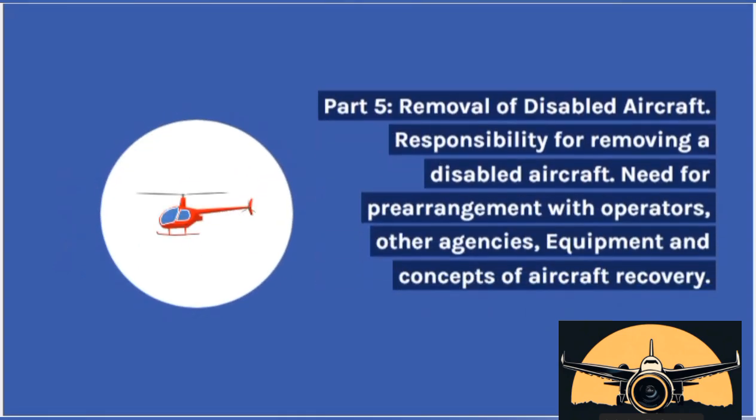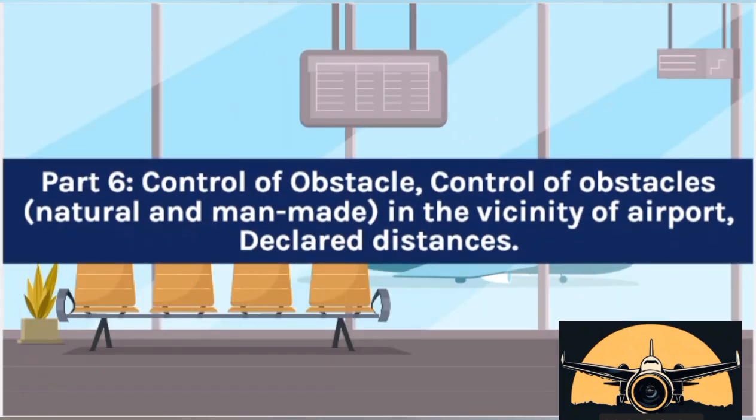Part 5, Removal of disabled aircraft. Responsibility for removing a disabled aircraft. Need for pre-arrangement with operators, other agencies, equipment and concepts of aircraft recovery. Part 6. Control of obstacles, natural and man-made, in the vicinity of airport, declared distances.